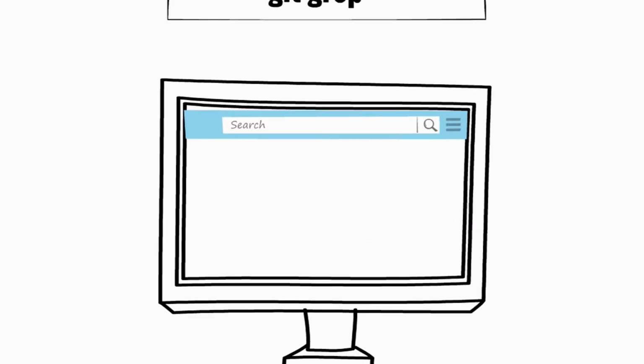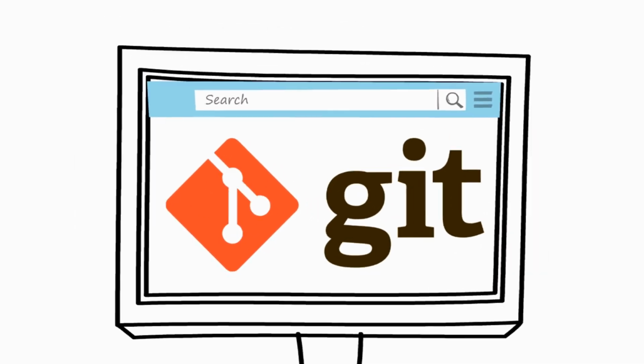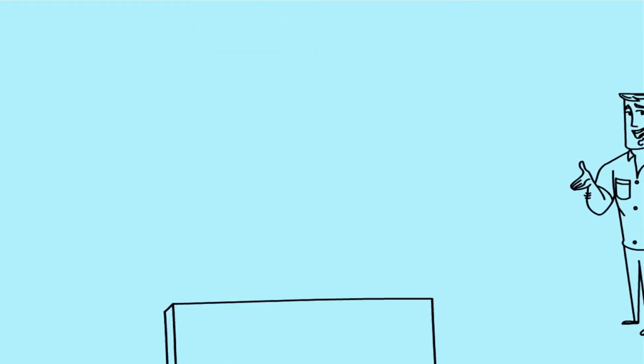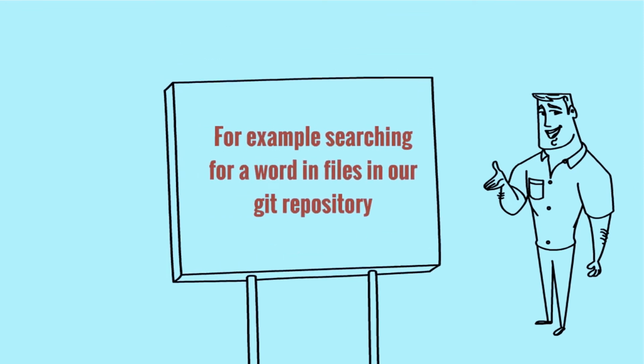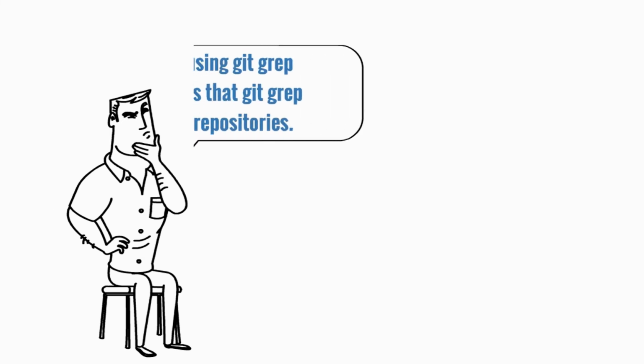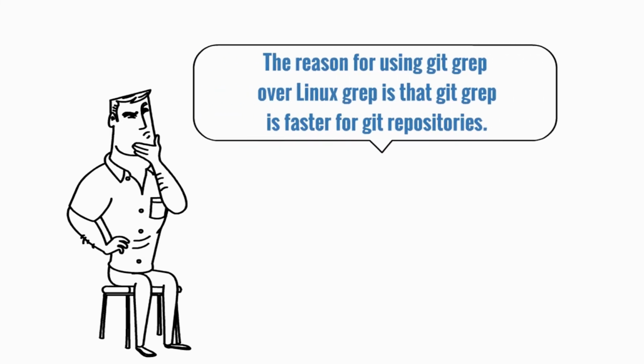Number 10. Git grep. The Git grep command allows you to search your Git tree for information. For example, searching for a word in files in our Git repository. The reason for using Git grep over Linux grep is that Git grep is faster for Git repositories.